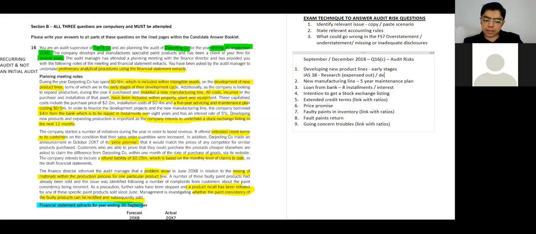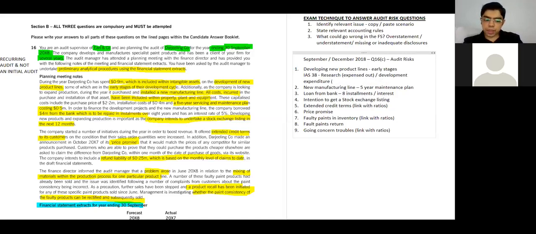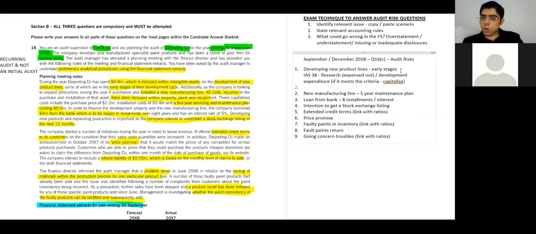Development expenditure, if it meets the criteria, then you can capitalize it. This is the relevant requirement.